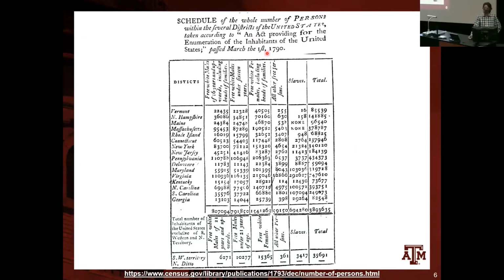So this was the main result of the 1790 US Census, counting people and already breaking them down by some basic information of sex and race.